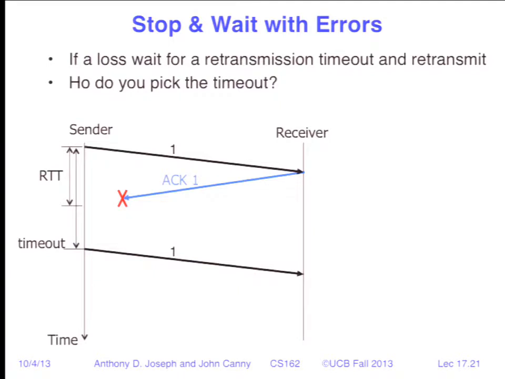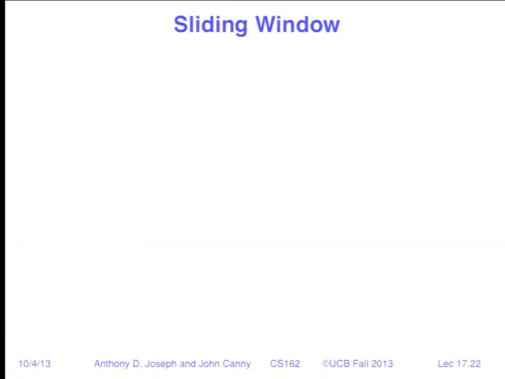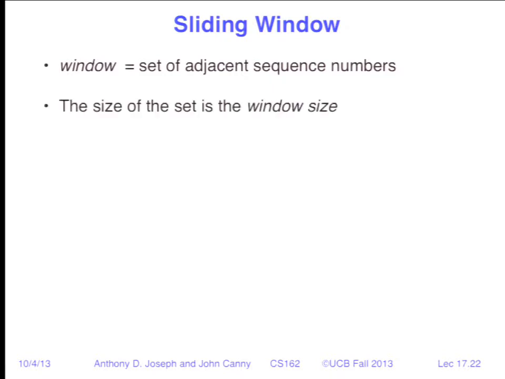Okay, so that was simple. Now I'm going to make it, unfortunately, really complicated. We're going to do sliding windows. So a window is just a set of adjacent sequence numbers. It's like 2, 3, 4, 5, 7, 8, 9, 10, 11, that's a window. They have to be adjacent. The size of the set is the window size. Okay, that's pretty easy. We're going to assume we start with a window size of N.